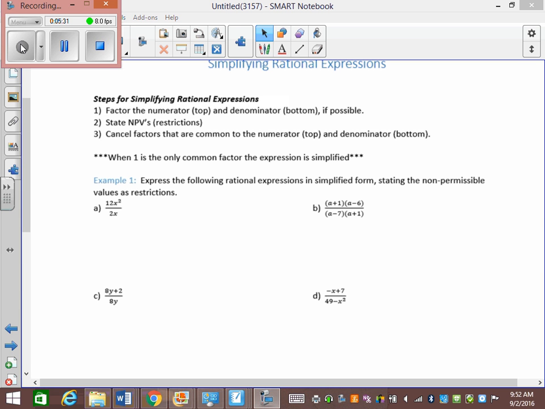You're making it more complex if you multiply it. Okay? So, simplifying. The very first thing you want to do when you want to simplify is look at the numerators and the denominators and ask, can I take out a GCF or a difference of squares? That's what we're going to do every single time. So we're going to factor the numerator, the top, and the denominator, the bottom, if possible. What does that mean? GCF, difference of squares.